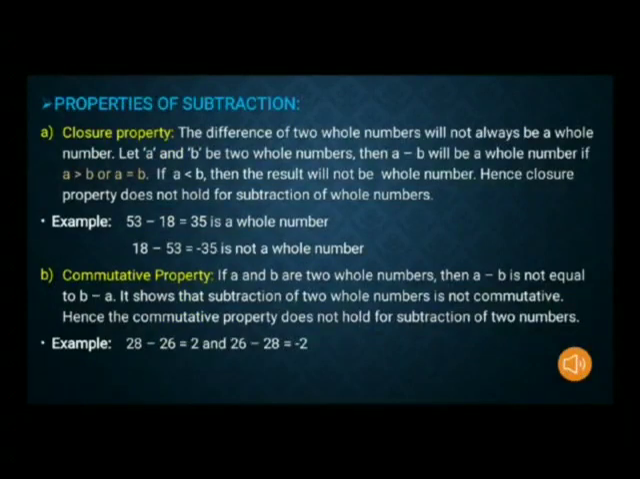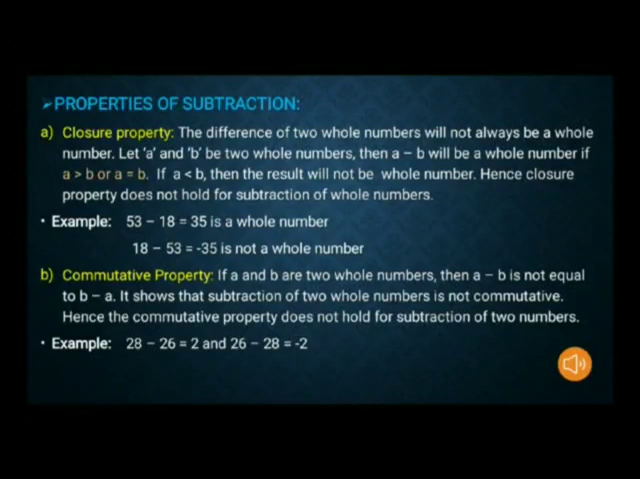Dear students, now let's discuss the properties of subtraction. Closure property: the difference of two whole numbers will not always be a whole number. Or you can say, we can subtract only a smaller whole number from a greater whole number. That means we cannot get a whole number if we subtract a greater whole number from a smaller whole number.